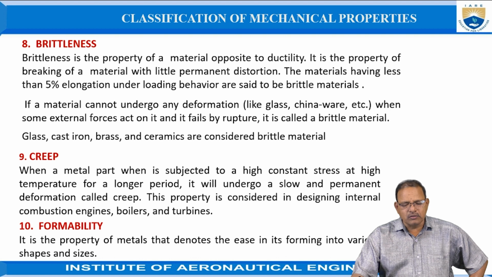If the metal cannot undergo any deformation, like glass, china ware, etc., when the external forces are acting on it and it fails by rupture, it is called brittle material. Examples: ceramics, glass, cast iron, brass are considered as brittle materials.